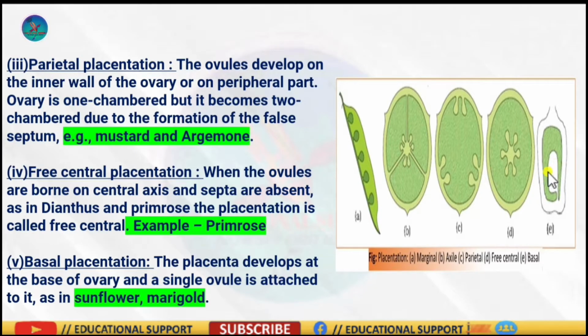And the last one is basal. So placenta develops at the base of the ovary, wherein a single ovule is attached to it. Example is marigold.